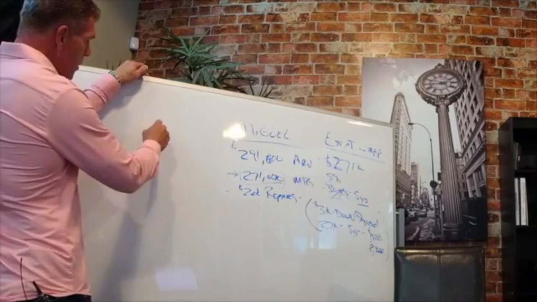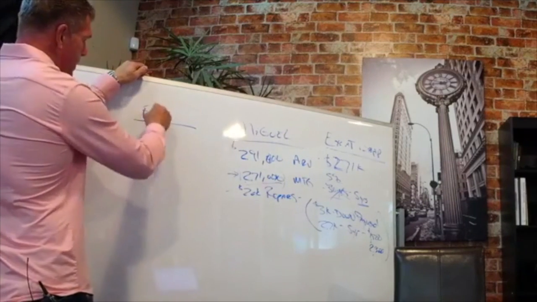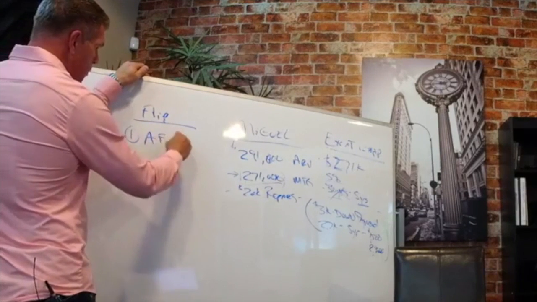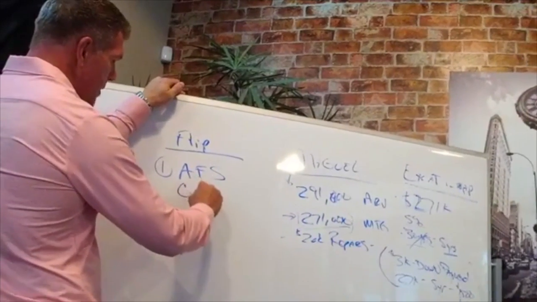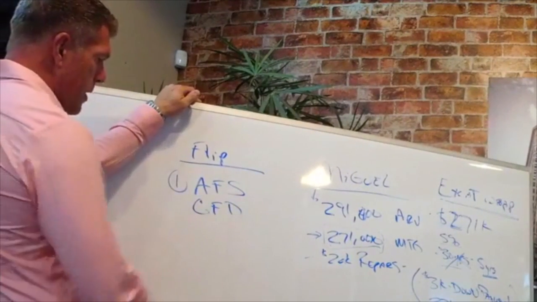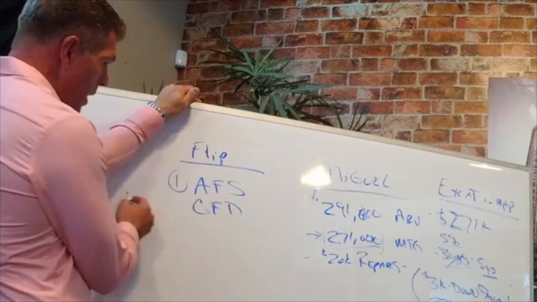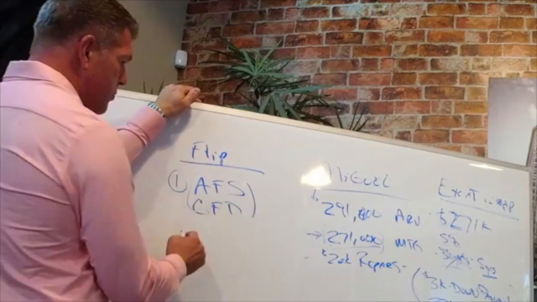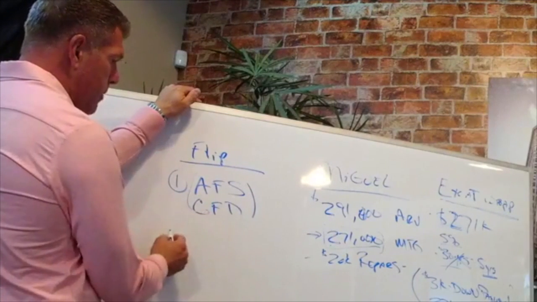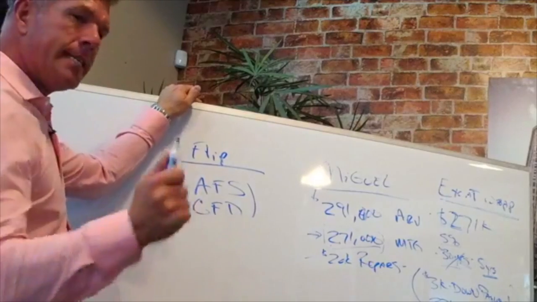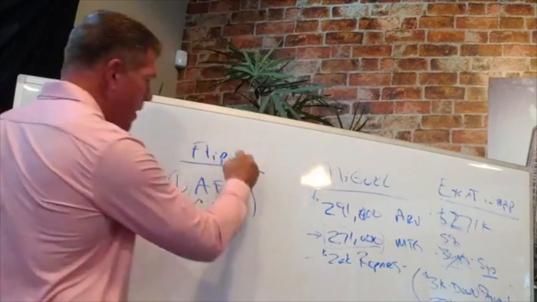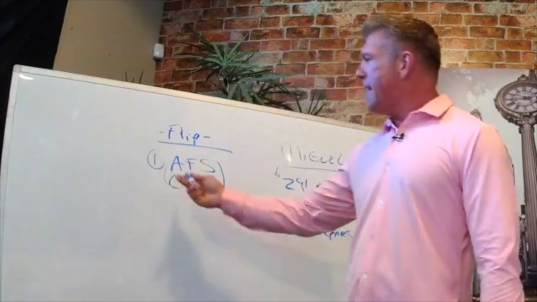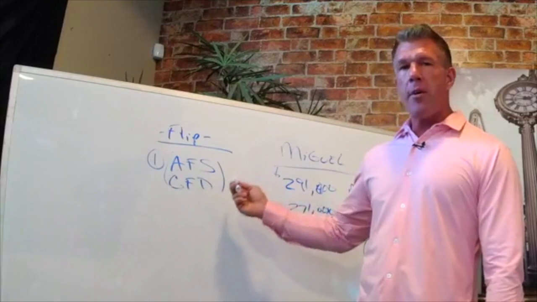Okay. So when we're doing a flip, we want to flip with an agreement for sale or what's called a contract for deed. So we want to flip these right here. And the reason why is because the full title doesn't transfer. It's an agreement for sale or a contract for deed on the property. Here's the reason why we do it on a flip only. In a default situation, if the person you're flipping it to defaults on this, it's very easy.